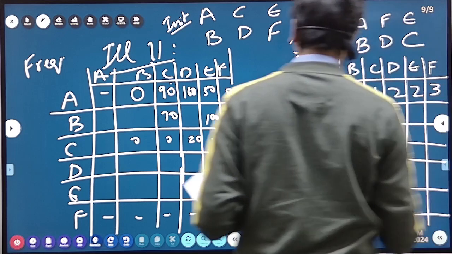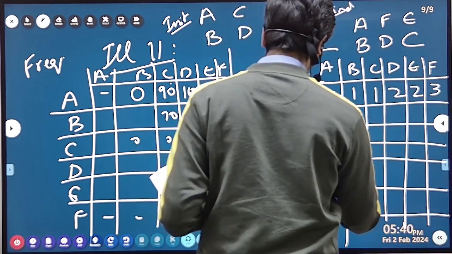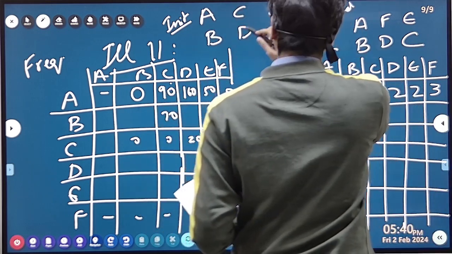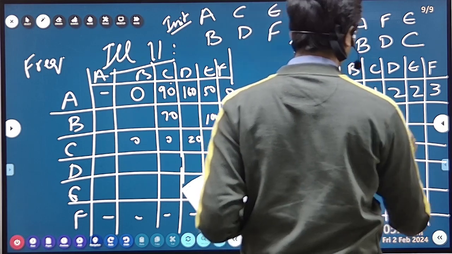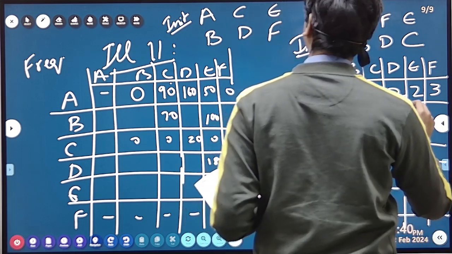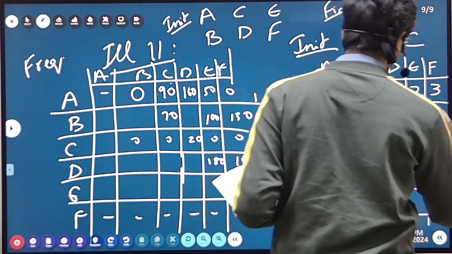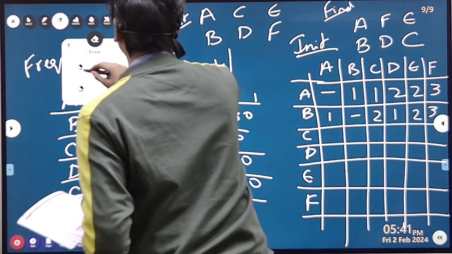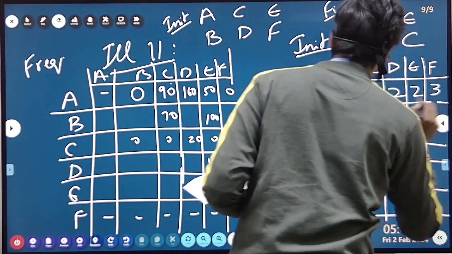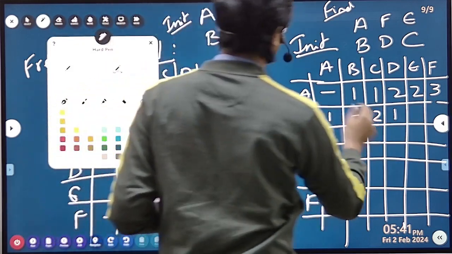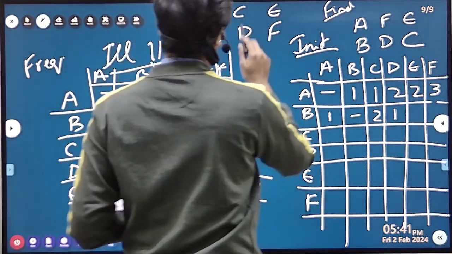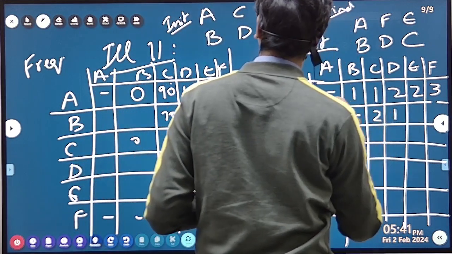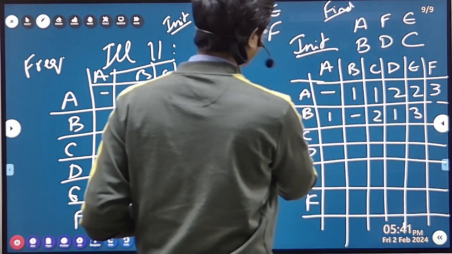So similarly from B to A it will be 1. And B to B there will be no distance. You have to see, B to C will be 2, B to D is 1, and B to E is 3. Sorry, my mistake here. B to D is 1, B to E is 3, right? 1, 2 and 3. And B to F is 2.